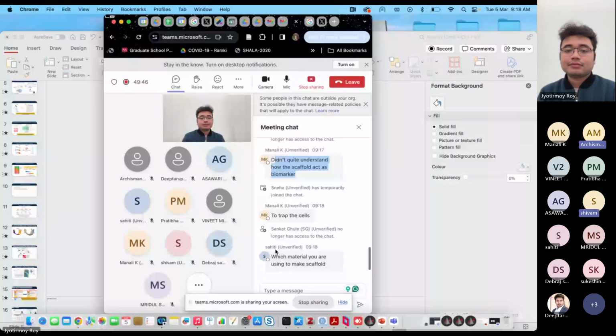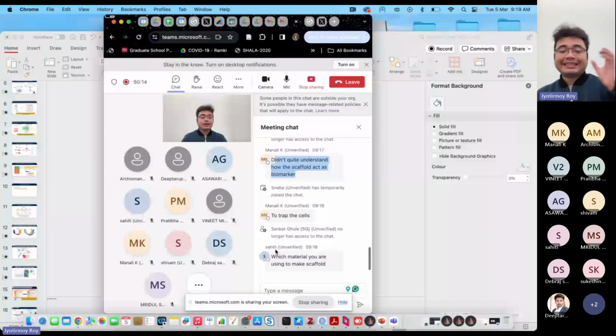So Jyotirma, she has an addition to that question. She's now asking how the scaffold can trap the cells. Okay, thanks for asking this. This is exactly what I was trying to emphasize in the early part of the presentation. I could not drive the point across clearly, but I'll go over it once again.